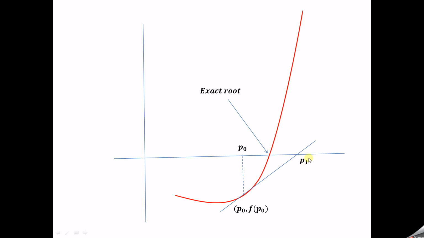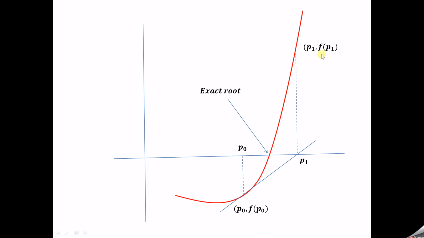So P1, the next approximation, is obtained by finding the value of x where the tangent line meets the x-axis. This is the method. Now once you have P1, you find the corresponding point on the curve again. What is the point on the curve corresponding to P1? It is (P1, f of P1), the point on the curve f(x) corresponding to P1.